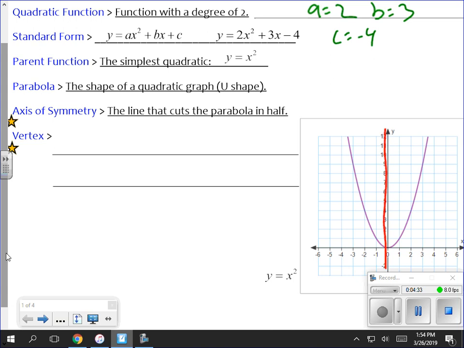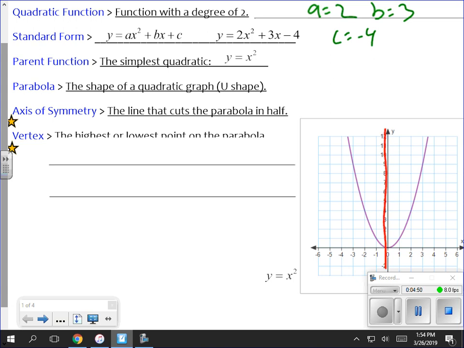There's always a line going down the middle. There's always a line of symmetry. A lot of other graphs don't have that. They may have it occasionally, but not every single time. Quadratics have them every single time. They're the only one that has it every single time.